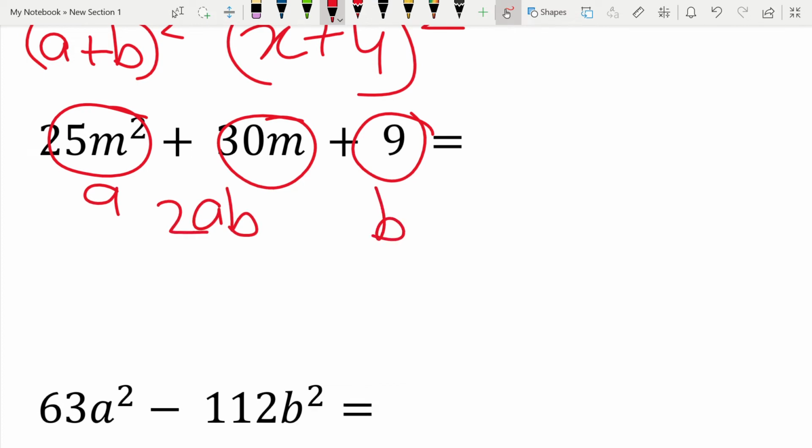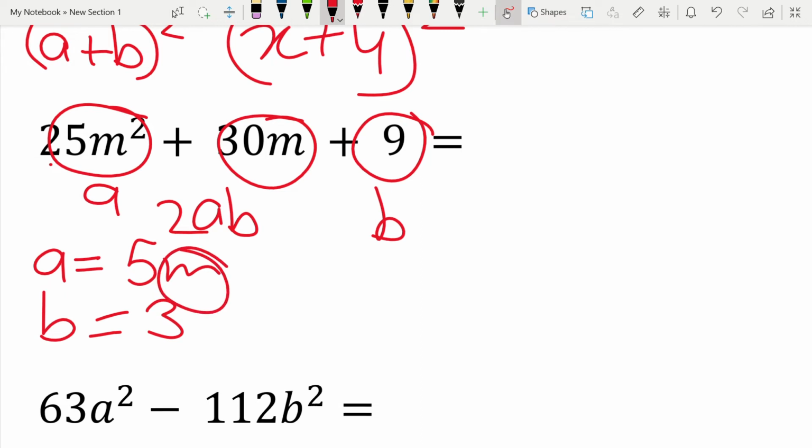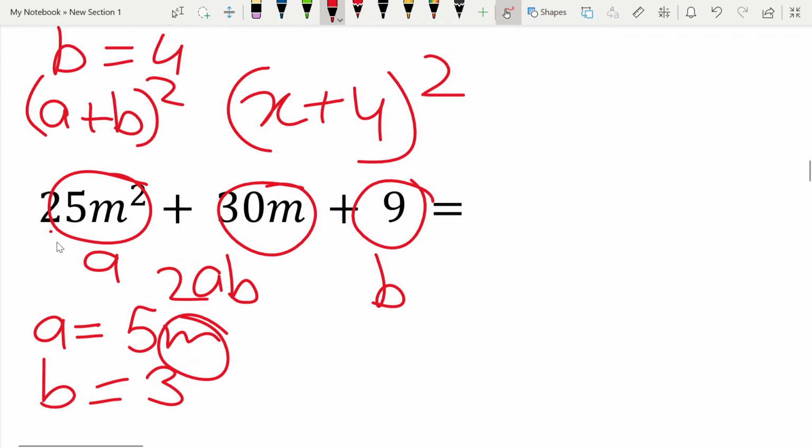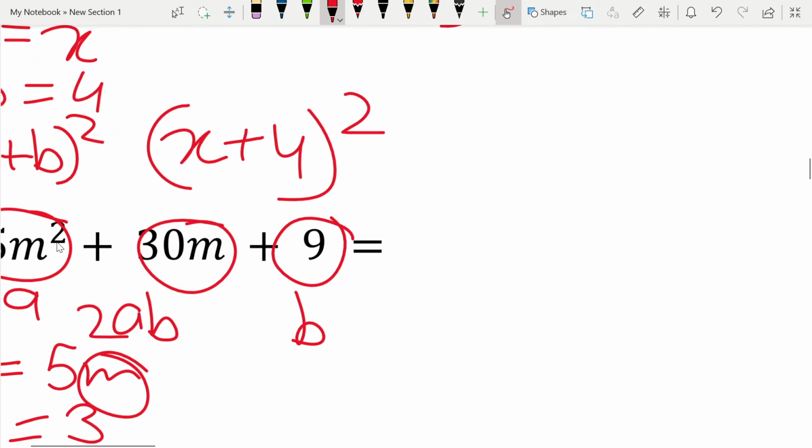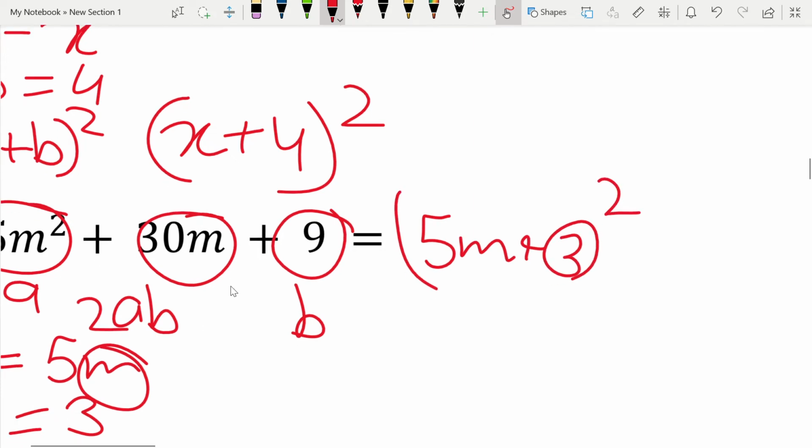Alright, so we have got A is going to be 5m, because (5m) whole square will be 25m square. And then for B we've got square root of 9, which is 3. Alright, we've got that. And 2 times 5 times 3: 2 times 5 is 10, 10 times 3 is 30, and then we've got an m left over, so it's going to be 30m. So what's the answer of this? It's going to be (5m plus 3) whole square.